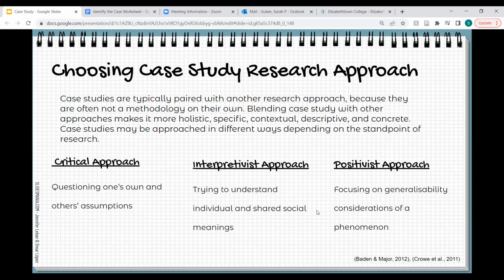So the first is the critical approach. This is when the researcher is questioning their own and others' assumptions. And then there's the interpretivist approach. This is when the researcher is trying to understand individual and shared social meanings. And then there's the positivist approach, which is focusing on generalizability considerations of a phenomenon.